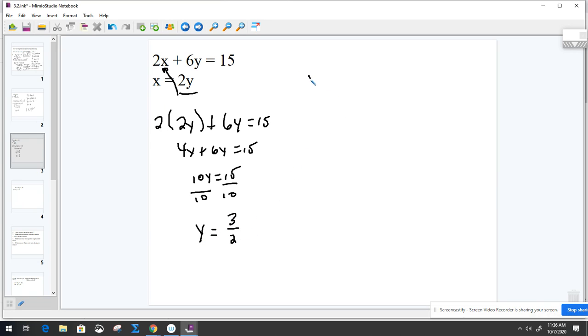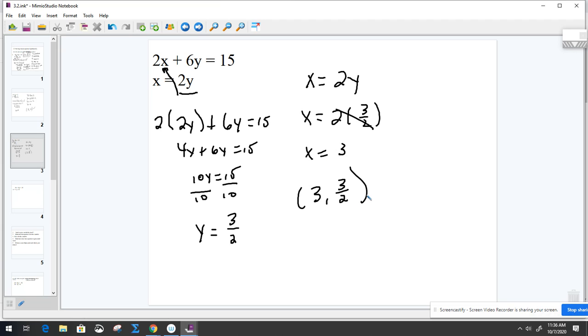Okay, I'm going to plug it back into the original problem that's already solved for itself. So I get x is equal to 2 times 3 over 2. I get x is equal to 3. I get the ordered pair 3 comma 3 over 2. And again, I could go back and plug that into both equations, and that would be true.